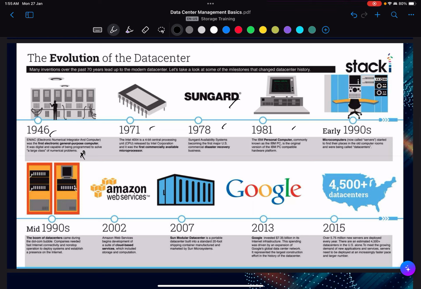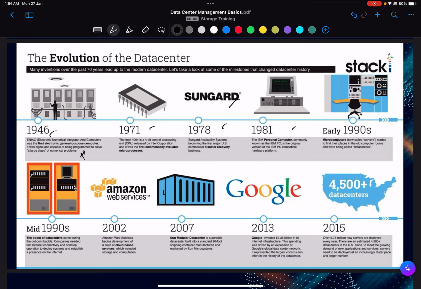And then early 90s microcomputers came, and it was a major change. Old computer rooms started to be placed and were being called data centers. In the mid 90s the boom of data centers came during the dot com bubble, and companies needed fast internet connectivity and non-stop operation to deploy systems and establish a presence on the internet.